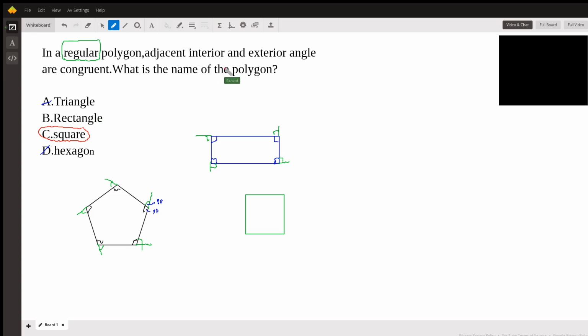So this has two challenges. The first is to be able to understand exterior angles and draw them. And then the other is to just know this vocabulary about how a regular polygon is defined in geometry. If you put those two things together, the only possible answer is square.